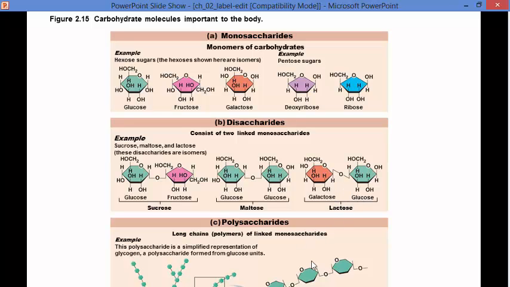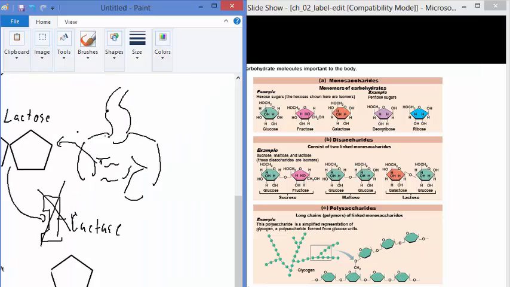So polysaccharides. Some examples of polysaccharides are glycogen, that storage unit of carbohydrate that we find within our liver and our muscle. Starch, that you find within your pasta, your rice, and your fruits. And there's another polysaccharide called cellulose that you find within plants.